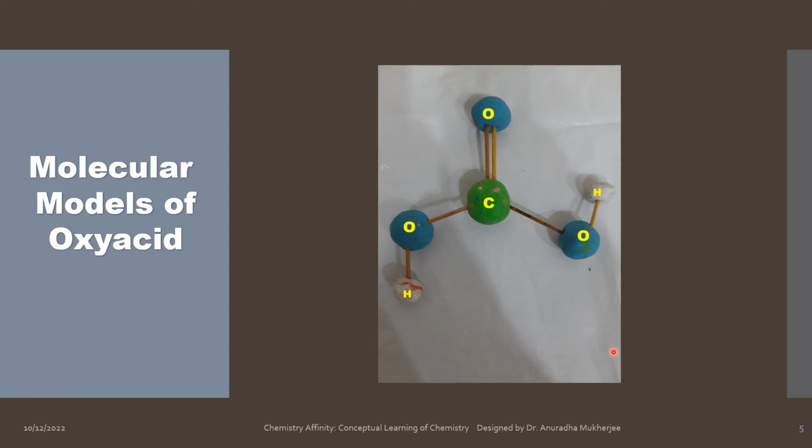Let's take another example of a molecular model of an oxyacid. From this molecular model, it is clear the formula is carbonic acid H2CO3. Here carbon valence is 4, so carbon is bonded with oxygen via a double bond and via single bonds with the 2 oxygen atoms. And 2 hydrogen atoms are connected with 2 oxygen atoms. And these 2 hydrogen atoms can dissociate as H plus ions in aqueous medium.